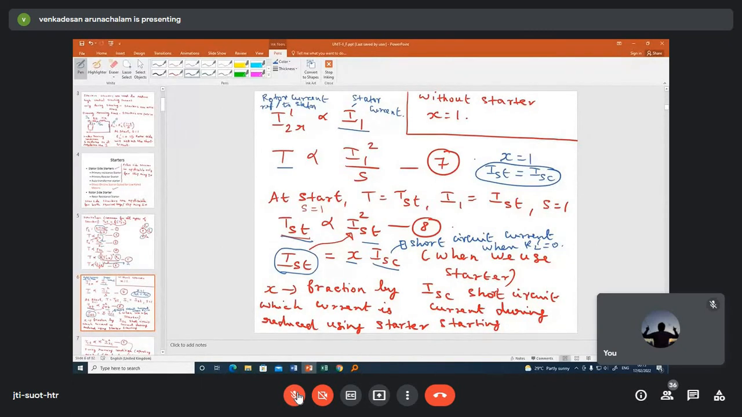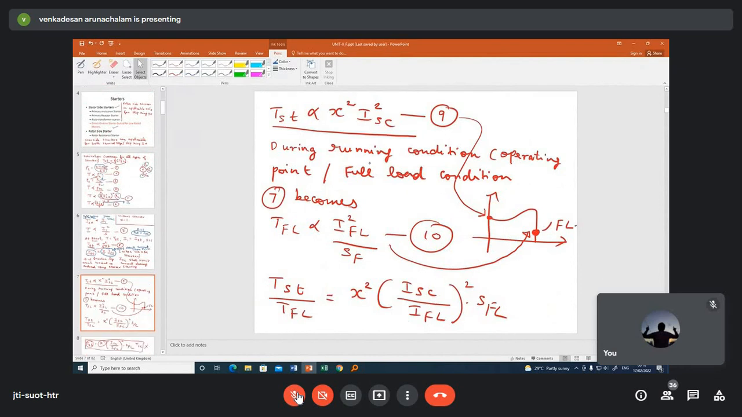ISC is the short circuit current during starting time. So if we use a starter, the starting current can be reduced by X times. If you don't use a starter, then the starting current becomes directly equal to the short circuit current during starting. Now you substitute this. I am writing the starting current in terms of short circuit current: I_start is nothing but X times ISC.